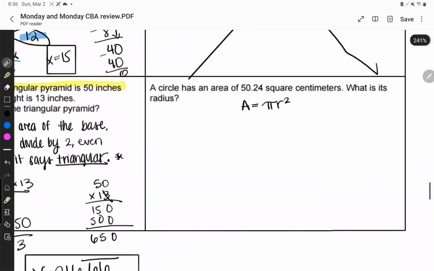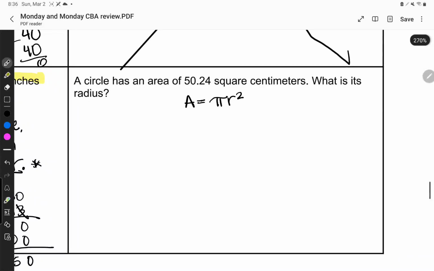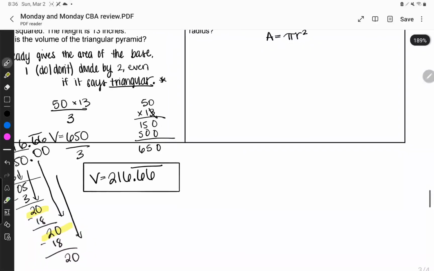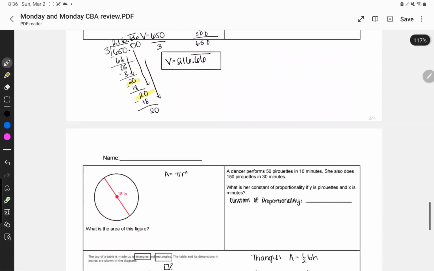All right, next one. This one is a little bit complicated. A circle has an area of 50.24 square centimeters. What is its radius? I'm sorry, I'm recording this on Sunday, so I'm going through and deciding what I'm going to teach you guys. I think I'm going to teach you guys this all together, so we'll talk about that.